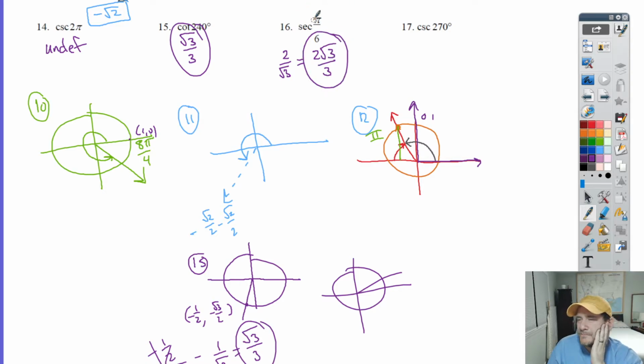So it's these reciprocal functions that can be a little bit ugly. The reciprocal of root 3 over 2 is 2 over root 3, but you've got to clean it up, and then you end up with this ugly looking one.